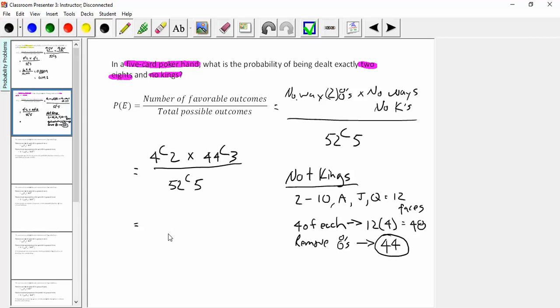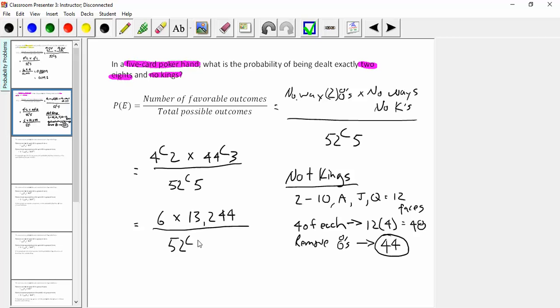Now I can put some numbers down. Let's see if I wrote those down. I did. This is 6. 44 combo 3 is 13,244, if I did my math work right. Wouldn't be surprised if there's an error or two in here today. And I'm not going to write down that big number.